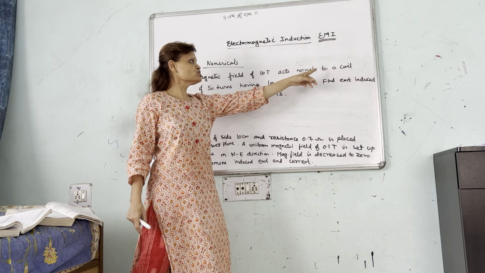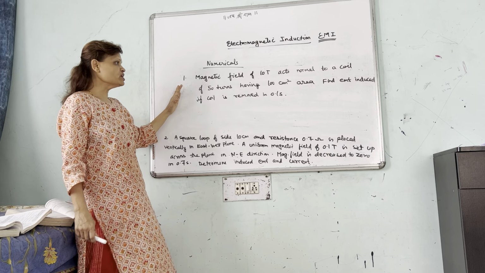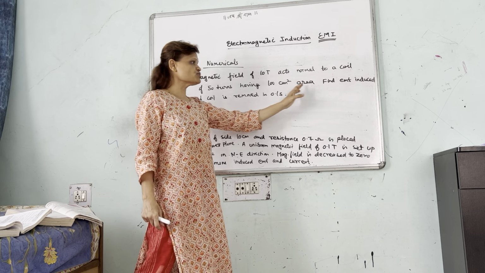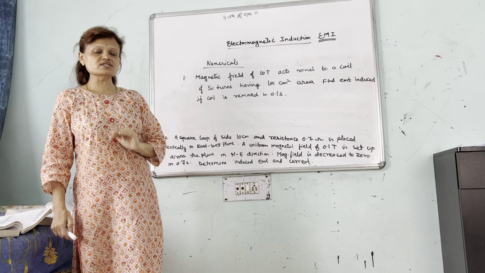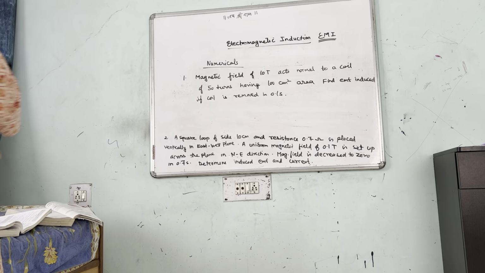10 Tesla acts normal to a coil of 50 turns having 100 centimeter square area. Find EMF induced if coil is removed in 0.1 second.